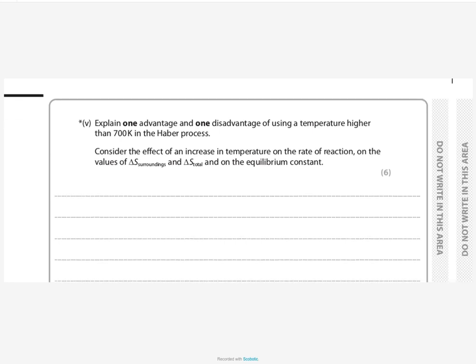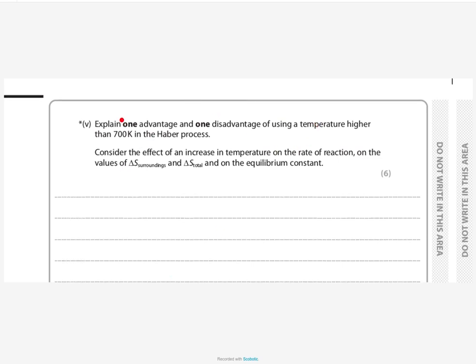Well, the next question has 6 marks, so as you can see, there are 2 pages given to get the 6 marks, so you have to first plan it. Give one advantage and one disadvantage of using a temperature higher than 700 Kelvin in the Haber process. Consider the effects of increased temperature on the rate of reaction, on the value of surrounding entropy, total entropy and the equilibrium constant information, all these points, right? Okay, so let's talk about the increase in the rate. So one advantage and one disadvantage, right?